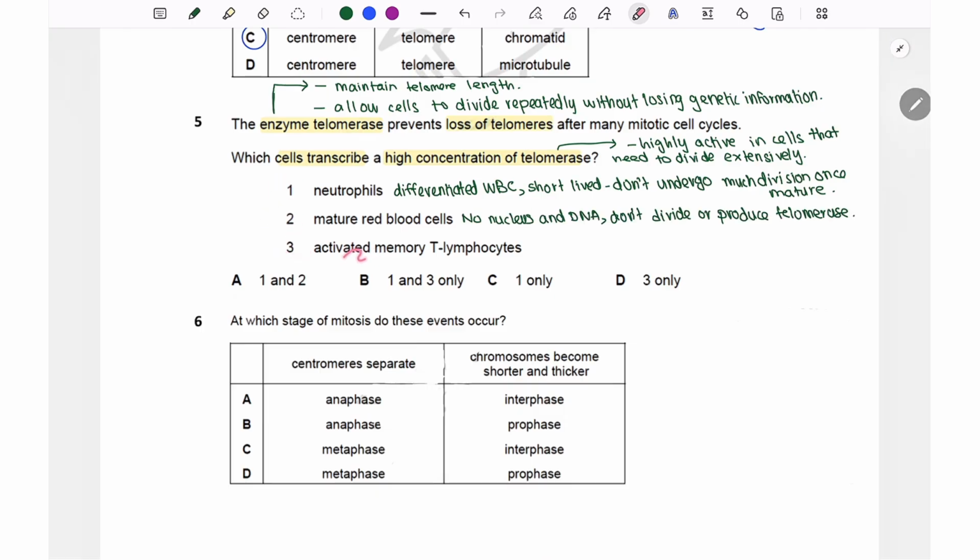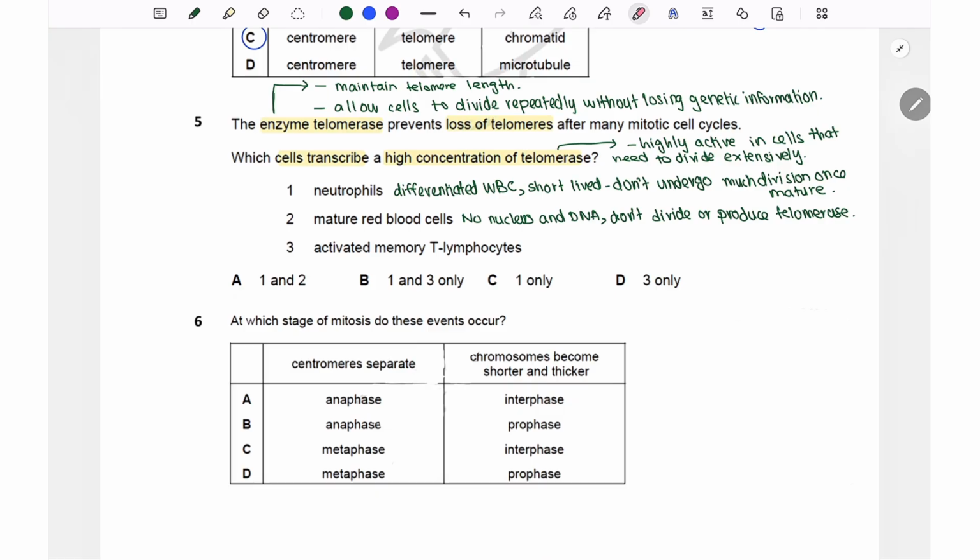Number 3, activated memory T lymphocytes. What do we know about lymphocytes? This is from chapter 11, but lymphocytes are of 2 types. We know T cells and B cells. T cells can again be of 2 types. We have T killer cells and T helper cells.